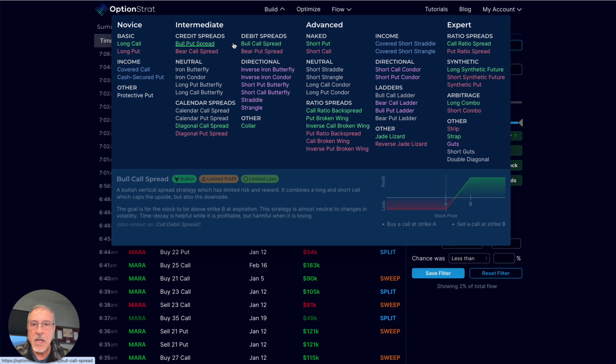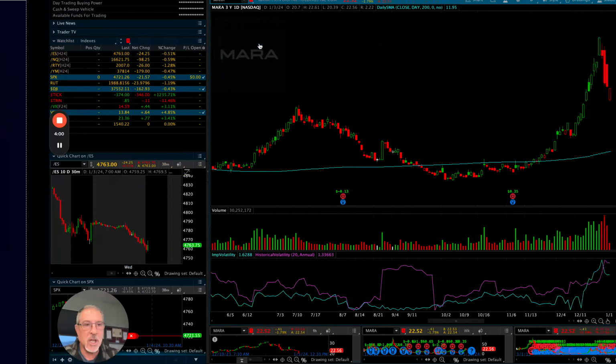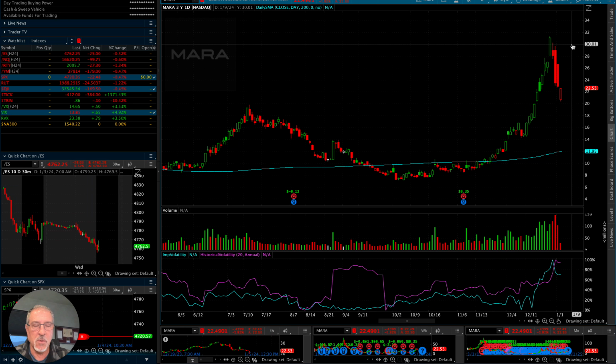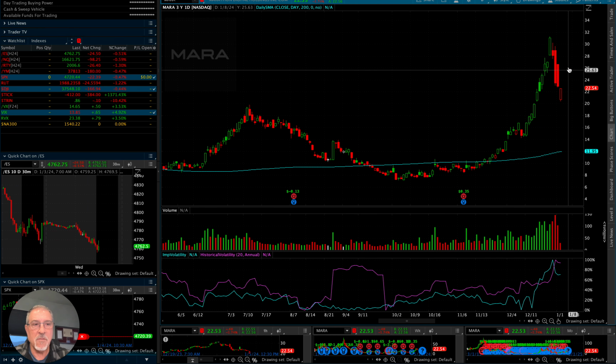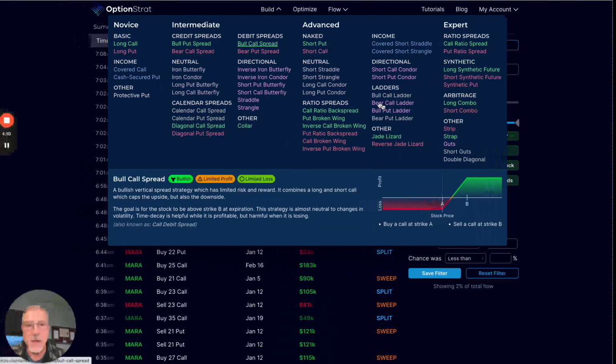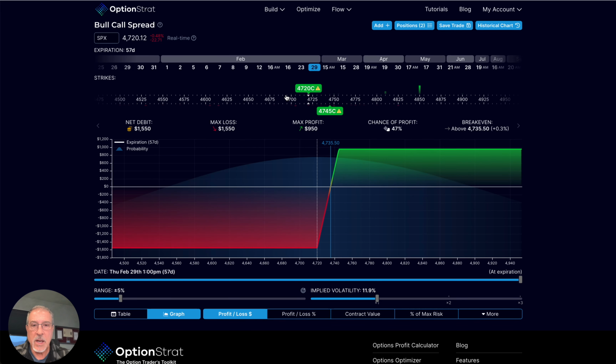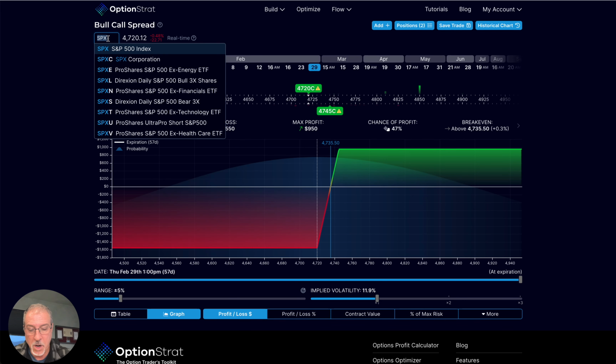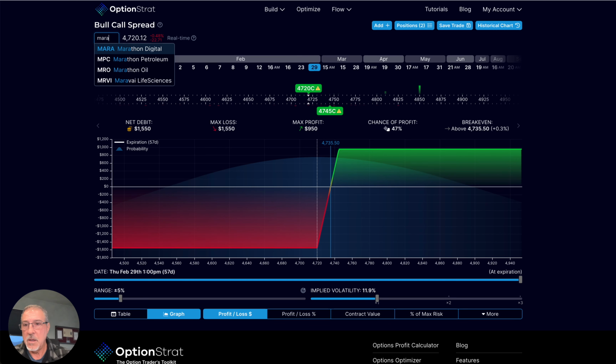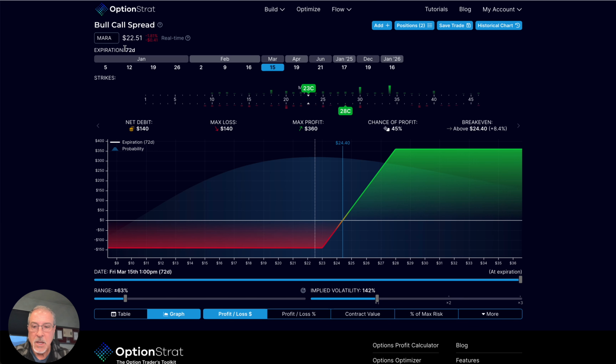Now, I'm going to lean toward the bull call spread because of the way this thing looks like it could potentially move over the next few weeks, I want to give myself a lot of upside potential on this. So that's why I'll model, in this case, a bull call spread. I'll come in here and let's see, that was MARA, M-A-R-A. And I like the general looks of even this position.